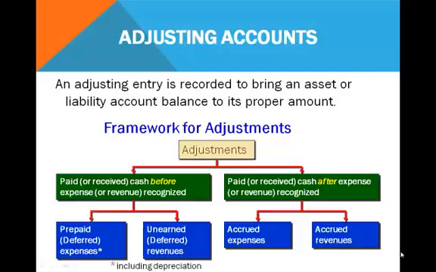The second major category, that's the green box on the right, is when cash is paid or received after the expense or revenue is recognized. These are some very common adjustments. The category includes accrued expenses and accrued revenues. So we've got deferred expenses and deferred revenues, and we've got accrued expenses and accrued revenues.